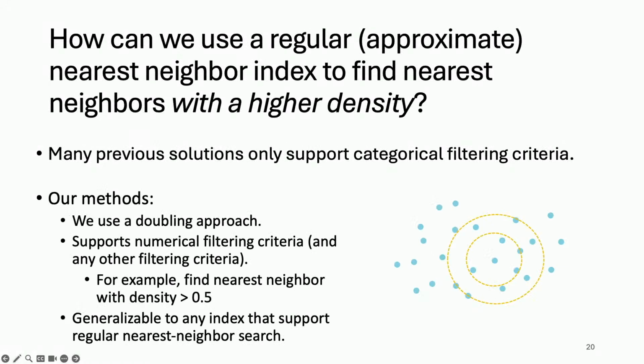So what we do is we use a doubling method, which I'll talk more about on the next slide. But this approach supports numerical filtering criteria, where we can say, for example, give us the nearest neighbor of this point that has density greater than 0.5. And this method is generalizable to any index that can support regular nearest neighbor search.